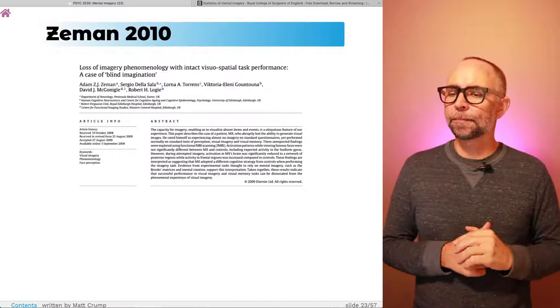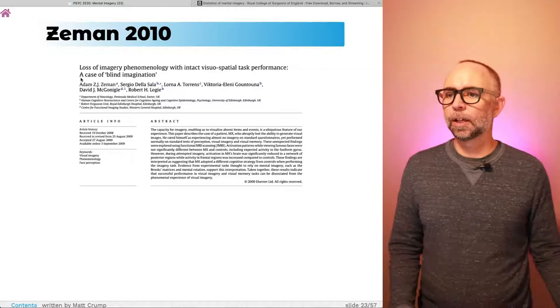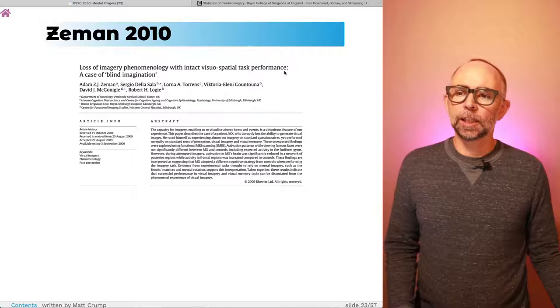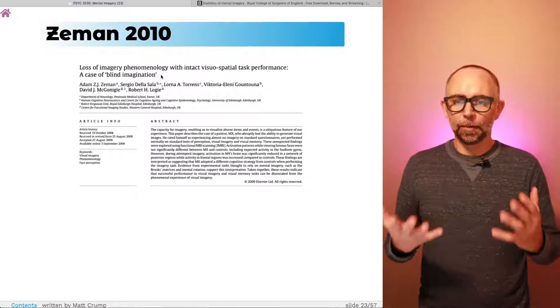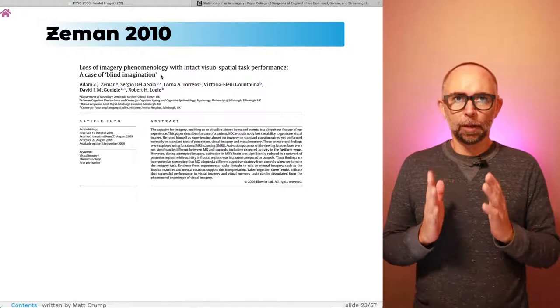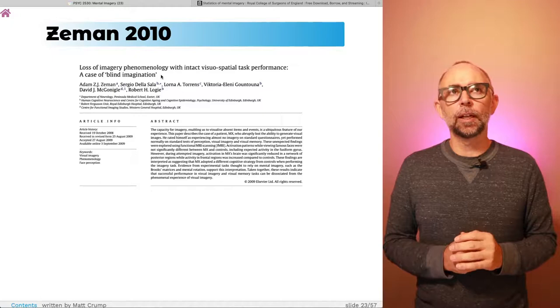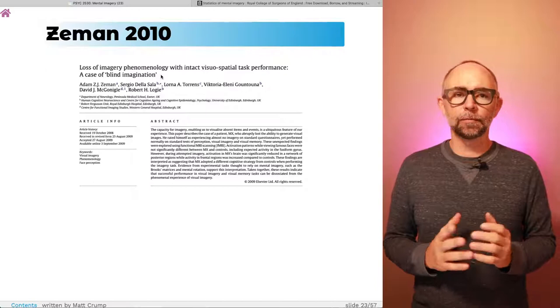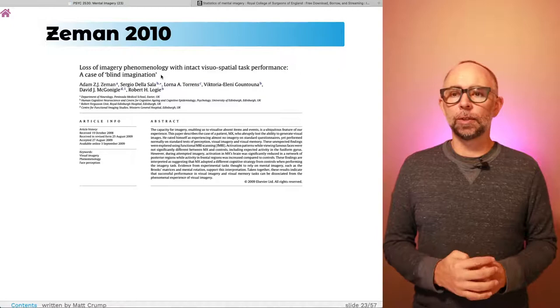In 2010, this British psychologist, Adam Zeman, published a paper that got a lot of interest. The title is Loss of Imagery Phenomenology with Intact Visual Spatial Task Performance, a Case of Blind Imagination. This is a case study where one of the people under investigation claims to have essentially zero visual imagery. We've come across this idea in our previous discussions. Galton in the 1880s had a few people write back that said, I don't have mental imagery. And in 2010, Zeman is talking about another person he came across in his research who is claiming they have zero visual imagery abilities. And for various reasons, people find this very interesting.